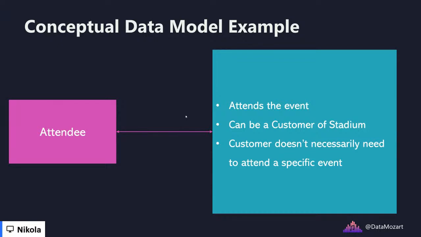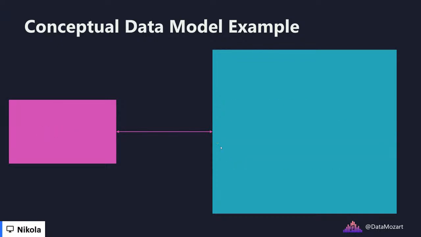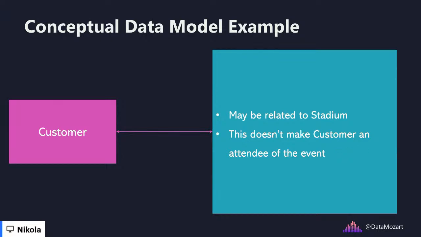The next one is attendee. Attendee is the entity that attends the event. They can also be a customer of the stadium entity in case, for example, if they visit a stadium shop or similar. The key difference between the customer and the attendee is that the customer doesn't necessarily need to attend a specific event at the stadium. They can just come visit the shop and they are our customers. Customer may also have a relation to stadium. Like I said, for example, by visiting a stadium museum or buying at the stadium fun shop, for example. But that doesn't make them attendees of the event. So there is a difference between customers and attendees.